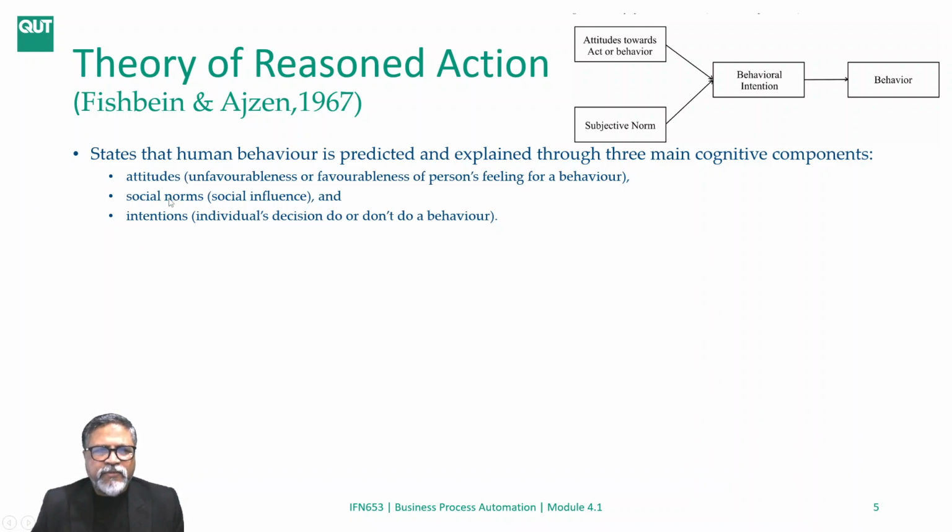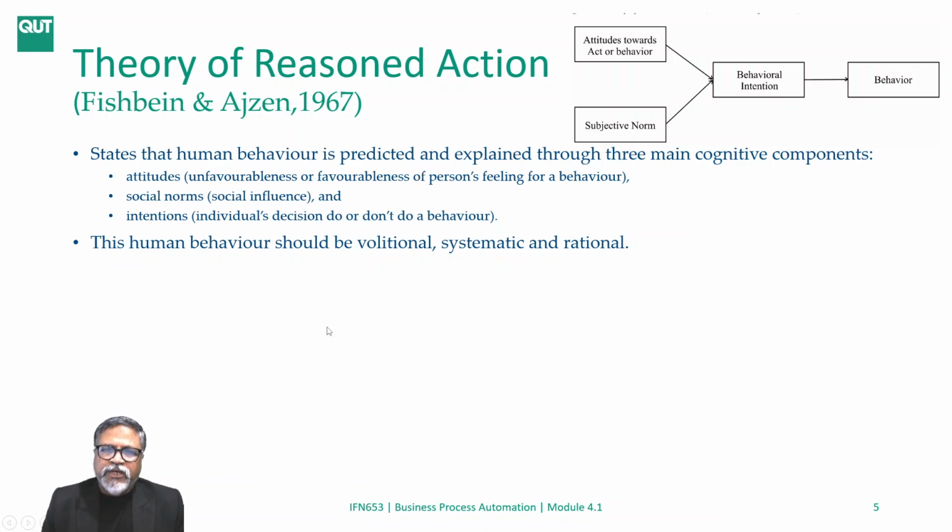The second element is social norm, also called the subjective norms, right? Which are social influences. For example, sometimes we adopt because of peer pressure. Sometimes we adopt because of corporate policies, right? And the third cognitive component is intention, which is the outcome variable, which shows the individual decision to do or not to do, or follow or not to follow a particular behavior, right?